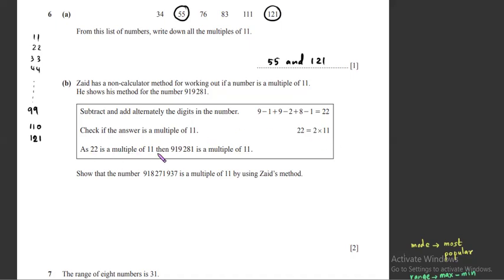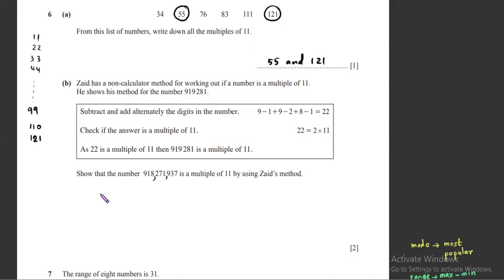And as 22 is a multiple of 11, we can come to a conclusion that 919,281 is also a multiple of 11. That is Zaid's method. Now, let's see what we are asked to do here. Show that the number given is a multiple of 11 by using Zaid's method. So the number given here is 918,271,937.